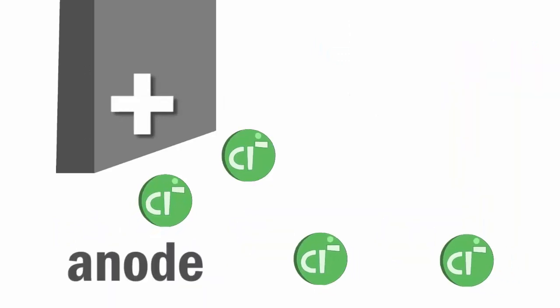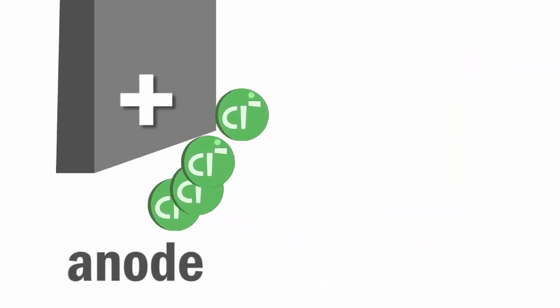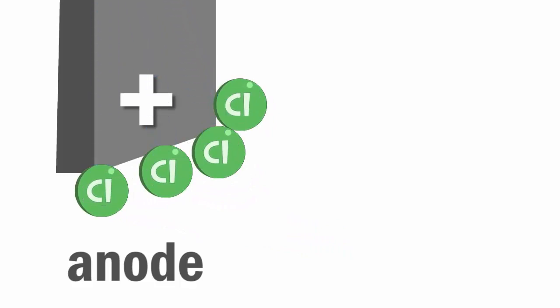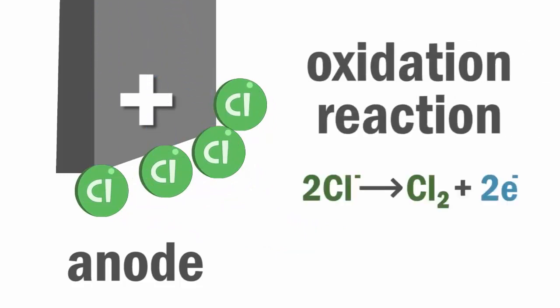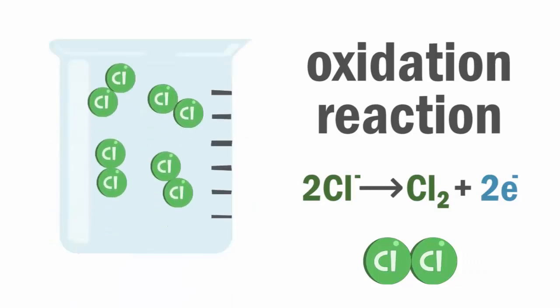At the anode or positive electrode, the chloride ions will each give up an electron and become a neutral chlorine atom. This is an oxidation reaction. The single chlorine atoms then pair up to form chlorine molecules and chlorine gas is produced.